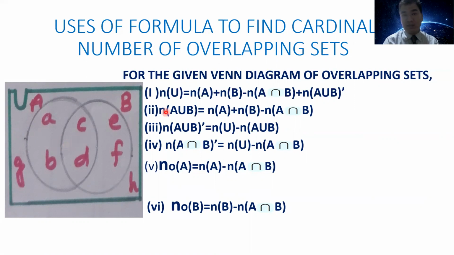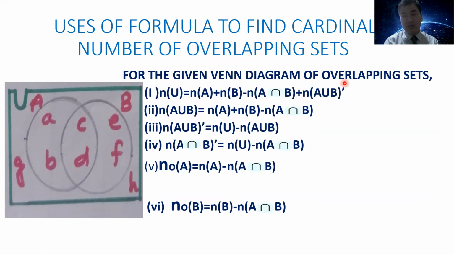Look here, there is a given formula, n(U) means the cardinal number of the universal set. In this case, we have to add n(A), this A, and n(B), this B. And when you write this A and B, this CD part, this common part, is repeated 2 times. That's why it is subtracted once. So n(U) equals n(A) plus n(B) minus n(A intersection B) plus n(A union B complement). A union B complement means this outside one, which is GH.